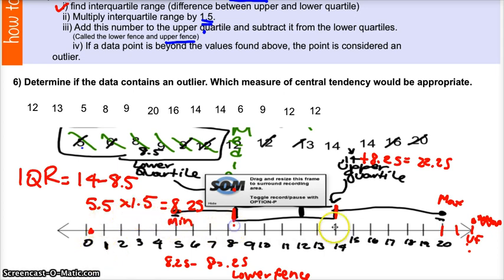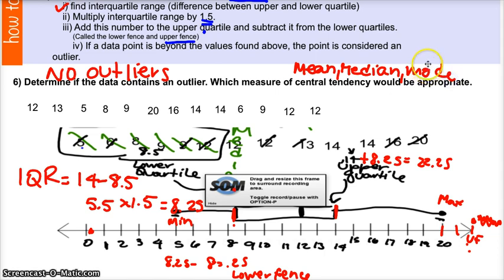So the question says, determine if the data contains an outlier. Which measure of central tendency would be appropriate? So here, because there are no outliers to this particular set of data, think about measures of central tendency. We have mean, and we have median, and we have mode. Mode is appropriate when the data deals with a category. That's not what we're working with here, so mode's not appropriate.